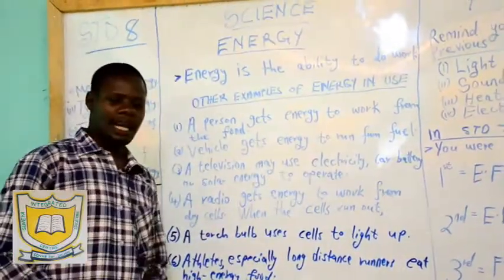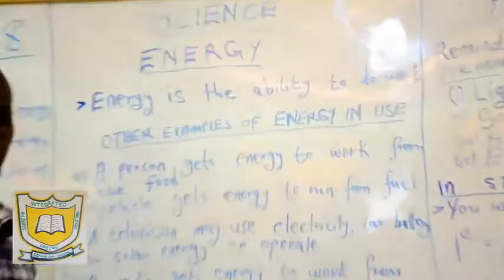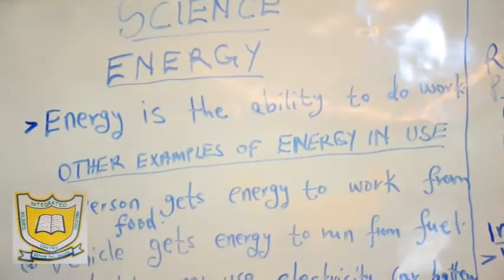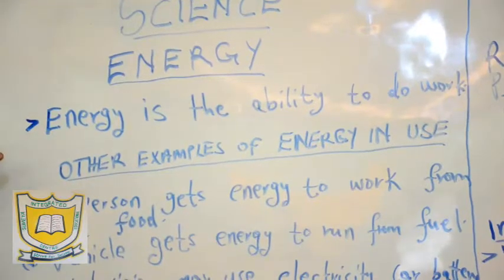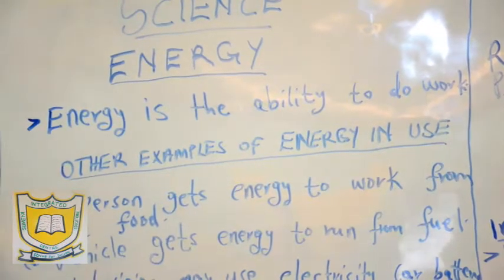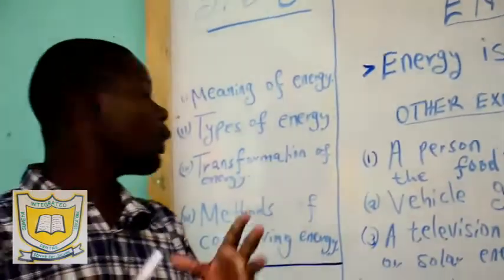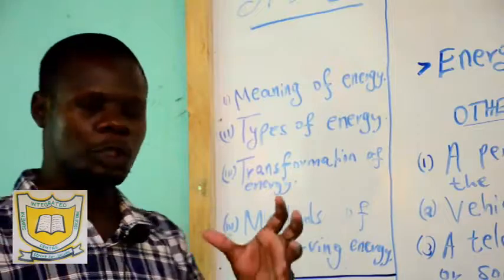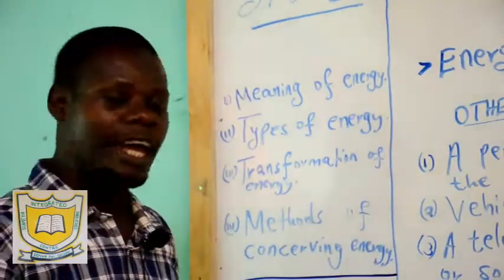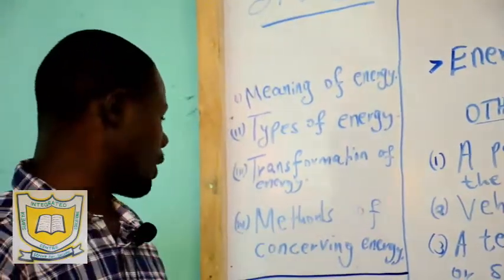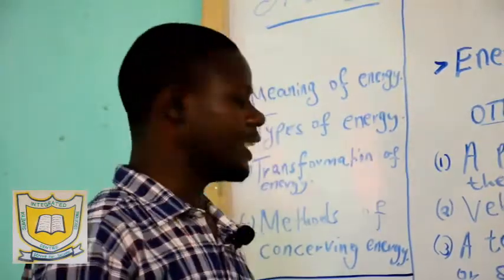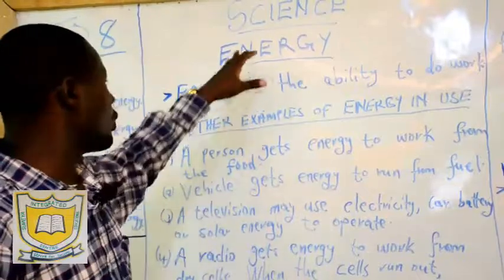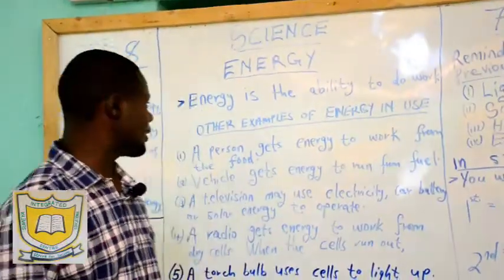Now, in our candidate class, under the topic energy, what are we going to cover? First of all, we have to discuss the meaning of the word energy. What is the meaning of energy? Number two, we have to talk about types of energy. Number three, we will talk about transformation of energy from one level to another. Then lastly, we will talk about methods of conserving energy. Those are now the subtopics that we are going to cover with you under energy in candidate class.